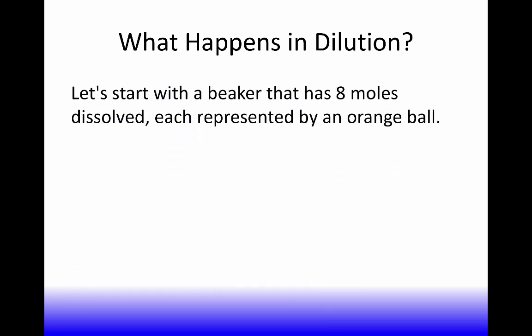So what happens in dilution? Well, let's start by just looking at a beaker that has 8 moles dissolved. Really, it's dissolved in 1 liter. And each mole is represented by an orange ball. So you can see we're going to call it solution 1. The volume is 1 liter. Since there's 8 moles in 1 liter, it is an 8 molar solution.